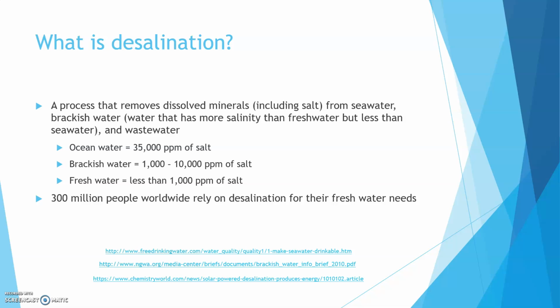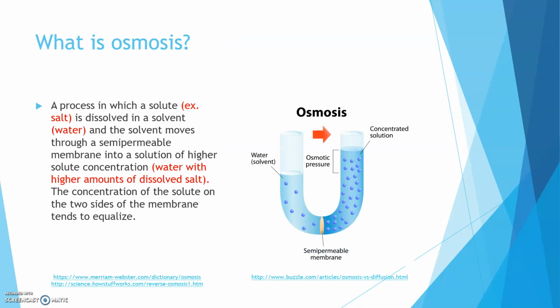What is the desalination process? From the term itself, it's clear: removal of salt content. A process that removes dissolved minerals from seawater, brackish water, and wastewater. Here we highlighted some of the salt content ranges. That is, for seawater it is 35,000 ppm, for brackish water it is 1000 to 10,000 ppm, and for fresh water it is less than 1000 ppm. 300 million people worldwide rely on desalination for their freshwater needs.